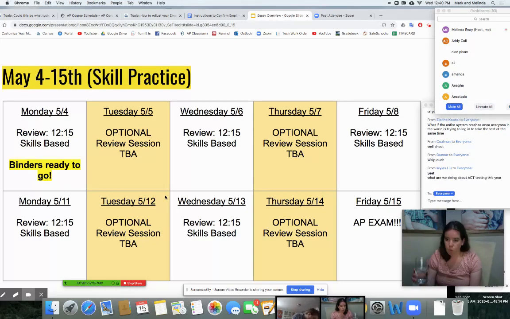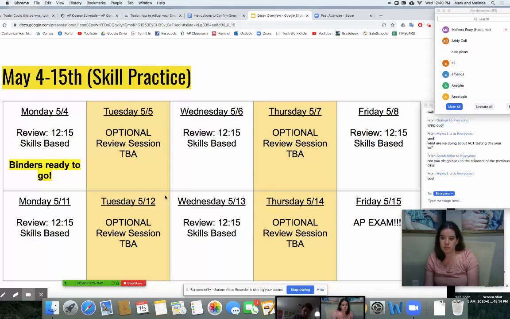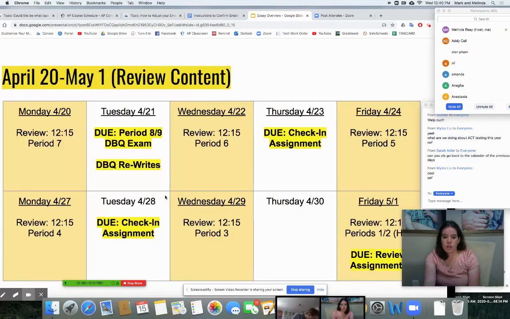What are we doing about ACT testing this year? ACT is canceled. What they are doing is, if a junior would like, they are going to pay for you to take the regular ACT once ACT reopens, which doesn't look like it'll be until maybe August through October. So they will pay for you to be able to take it. It's called a voucher program.